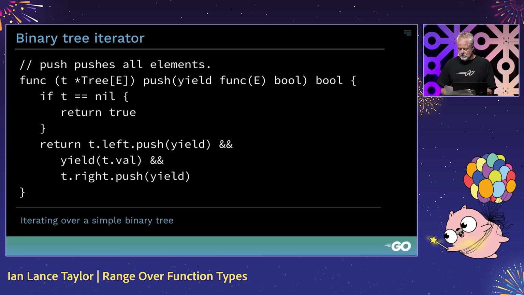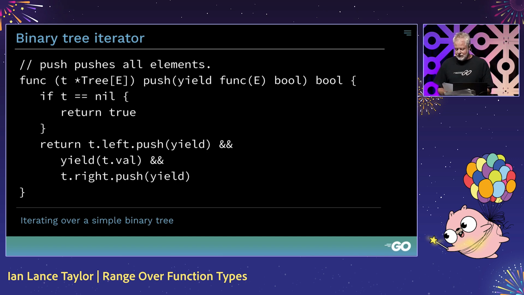Here is the implementation of the iterator. It uses recursion to walk over the whole tree, calling yield on each element. If the yield function returns false, the iterator returns false all the way up the stack. Otherwise, it just returns once the iteration is complete.